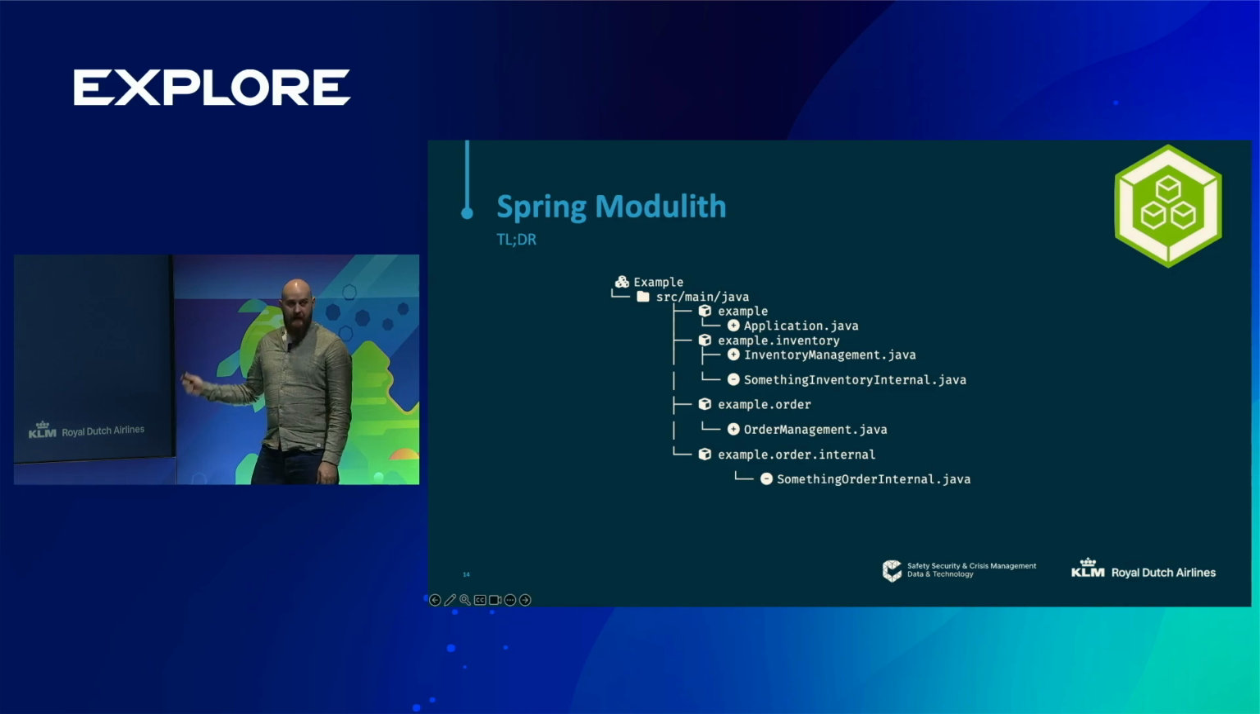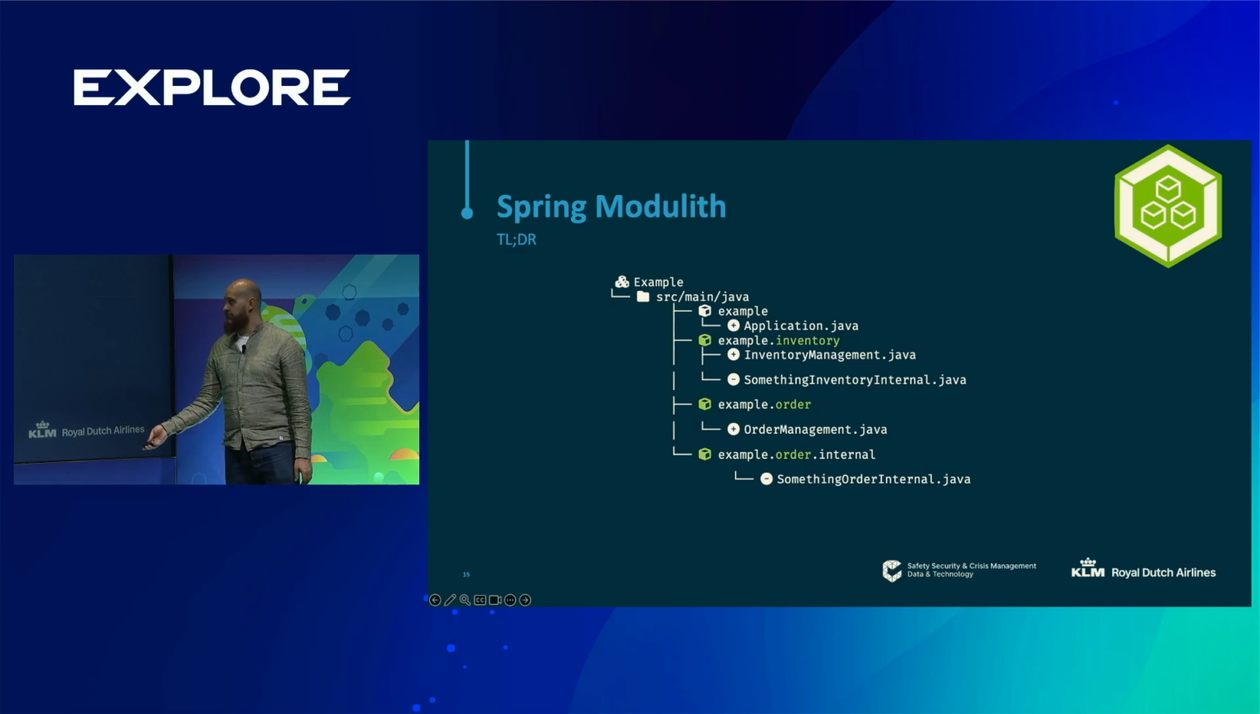I'm just going to go through the standard example from the Modulith website just for people who may not be intimately familiar. So we have here two modules. We have the inventory module, the order module. The inventory module uses the really standard Java access modifiers. So inventory management is public. That internal class uses the default access modifier. That means it's not accessible outside of the inventory module. But this is pretty standard Java stuff at this point.